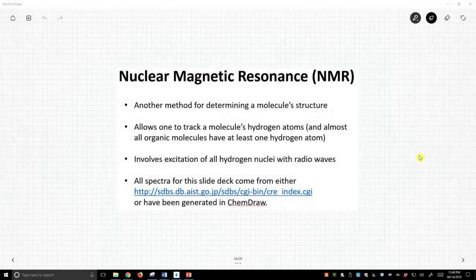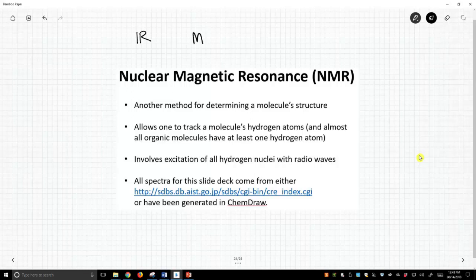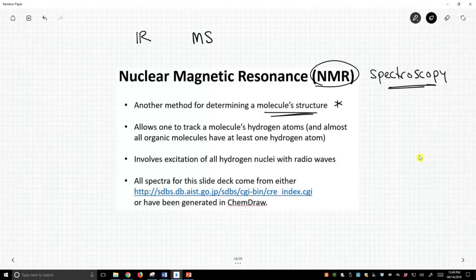All right, so to this point, we've covered three analytical techniques that people use to identify molecules. The first was IR, or infrared spectroscopy, and next was MS, or mass spectrometry, and now we're going to cover NMR. And NMR, like IR, is a form of spectroscopy. So this is another method for determining a molecule structure. This, I feel like, is the most important method and the method that will give us the most information. And as a result, we'll want to practice this one the most.